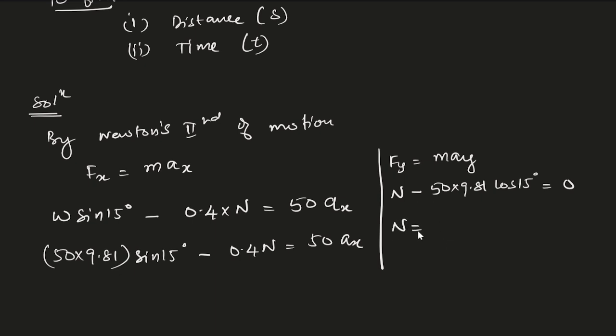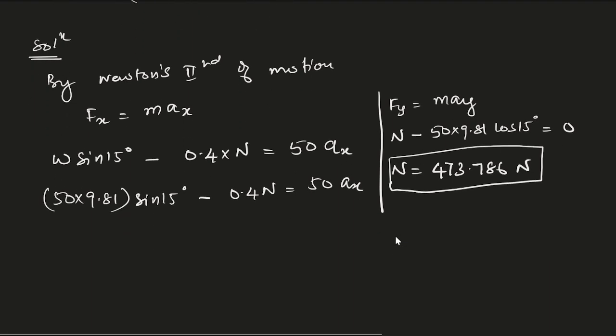So N will be equal to, we have to use the calculator, 50 into 9.81 into cos 15. I got the value as 473.786 newtons. This is the value of the normal force. Now we can put it in the equation of F_x to get the value. We can frame an equation over here now.